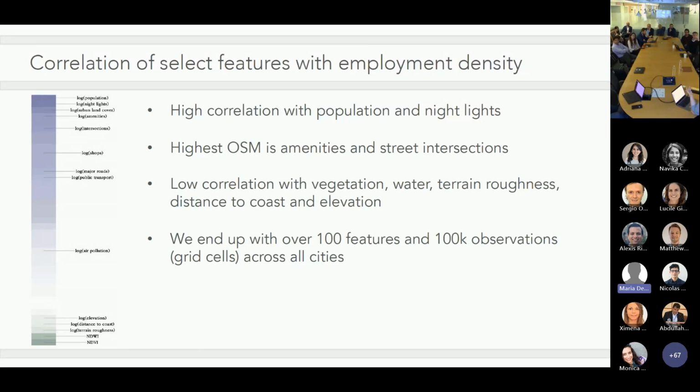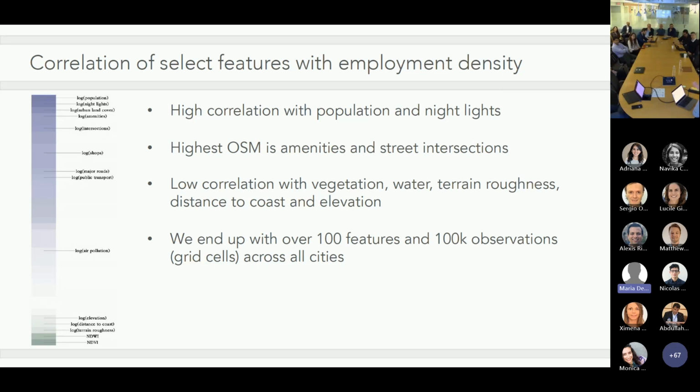In terms of the OpenStreetMap features, we see things like the number of amenities and the number of street intersections is very highly correlated. We have low correlation with the intensity of vegetation and the terrain roughness. Again, that makes sense, right? Because you're less likely to have employment in places that have high vegetation and rough terrain.